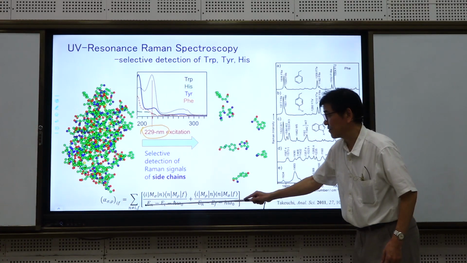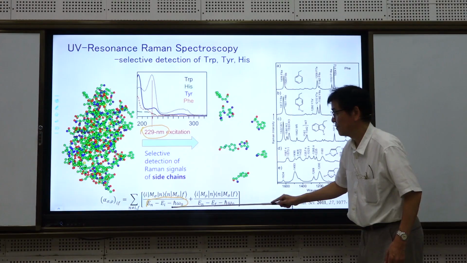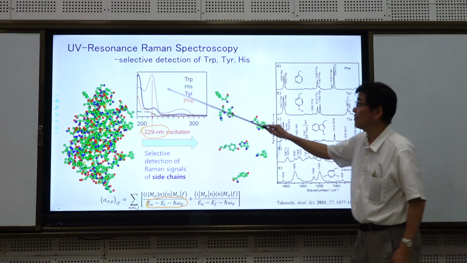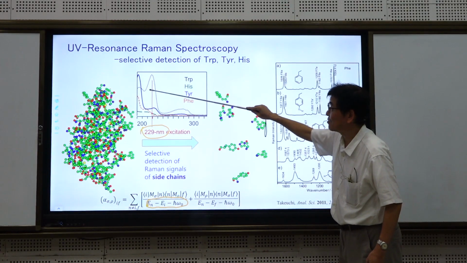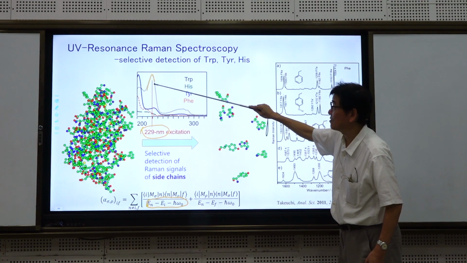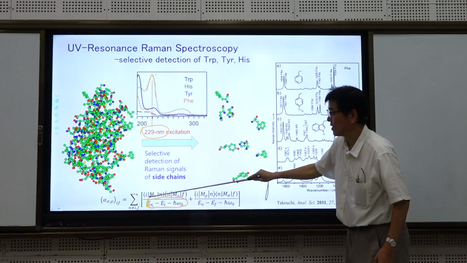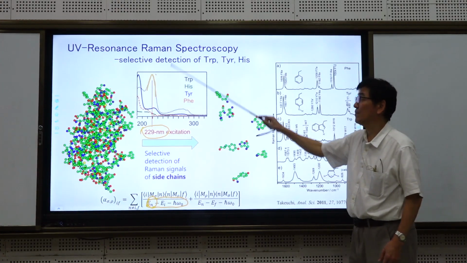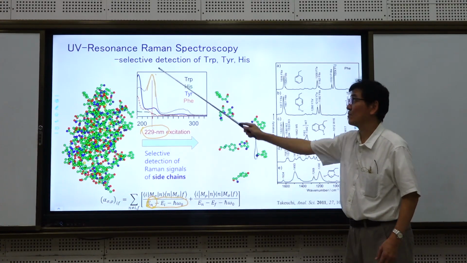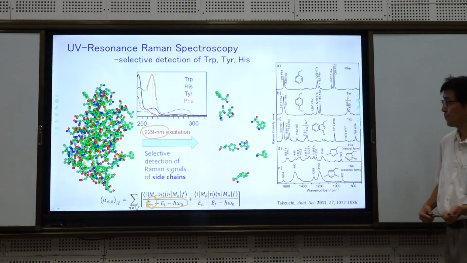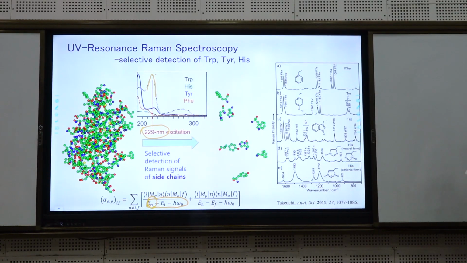So this is due to the resonance effect. By choosing excitation wavelength that matches with the real excited state, intermediate state, we can enhance the Raman signal of the chromophore.